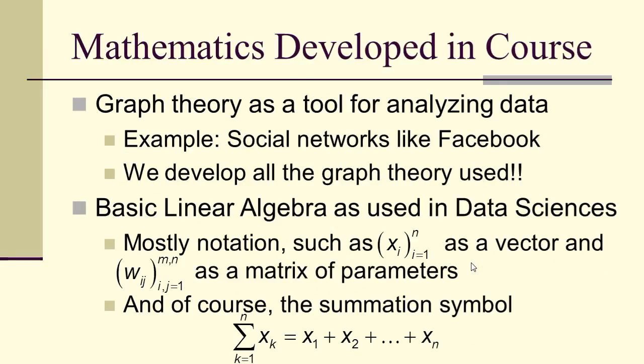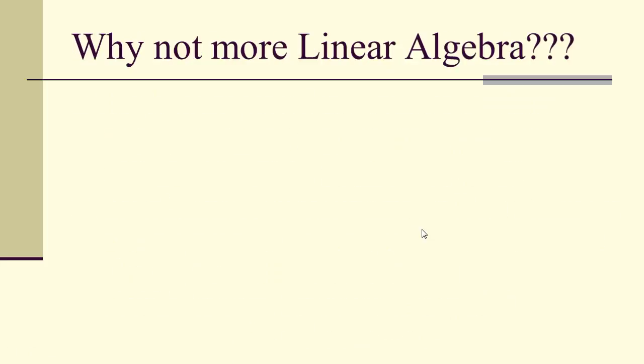Now, other than the calculus, we'll develop the rest of the math in the course. So we'll have graph theory as a tool for analyzing data. We'll see some basic linear algebra, but mostly notation and the summation symbol. So the sum from k equals 1 to n of x of k is x1 plus x2 plus x3 all the way up to x sub n. So the summation symbol will be important, and we'll be talking about vectors and matrices, but mainly just notation. So you might ask the question, quite naturally, why?